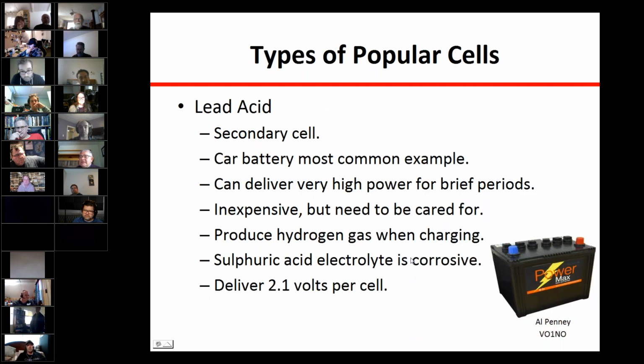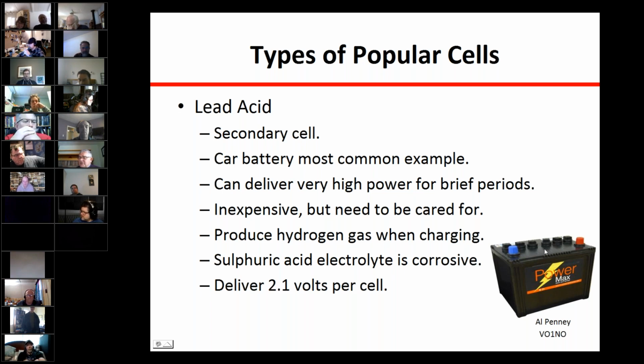Now, the lead acid is also a secondary cell, which means it can be recharged. The most common example is a car battery. They can deliver very high power, high current for brief periods. They're inexpensive, but they got to be cared for. When they're charging, watch out because they produce hydrogen gas. So never charge them in an enclosed area.